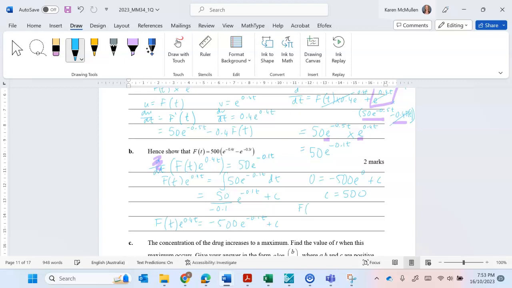So we've got f of t, I'm just going to substitute that 500 in, e to the 0.4t equals negative 500 e to the negative 0.1t plus 500. And because we want to show that f of t is equal to that, I'm going to divide both sides by e to the 0.4t.